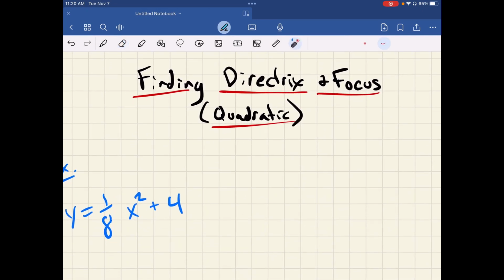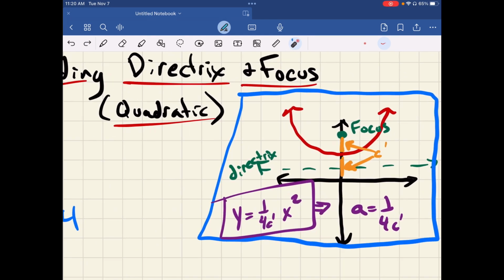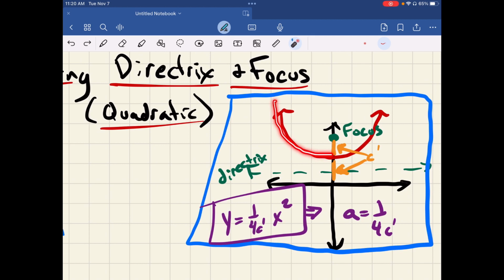In this video, we're going to talk about how to find out exactly where the directrix and the focus are of quadratic functions, okay? And we're going to utilize all the information we learned in the last video, and that's right here. All right, we know that if a parabola is facing up this way, we have a point inside called a focus. We have a line below it that is called the directrix, okay?